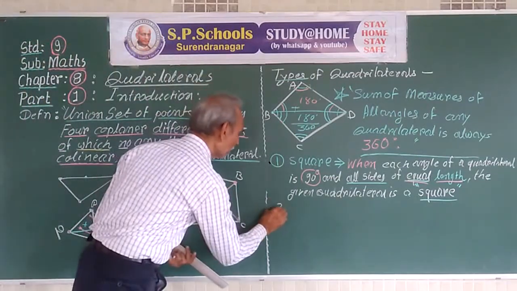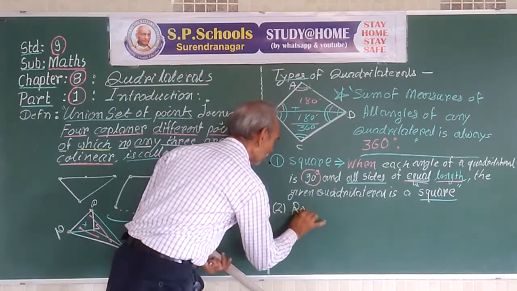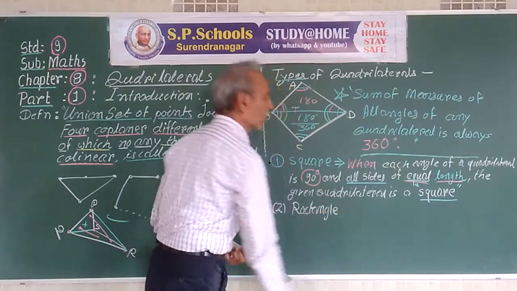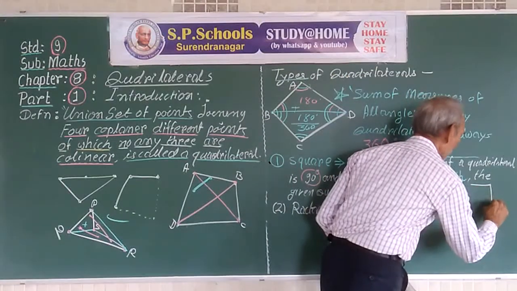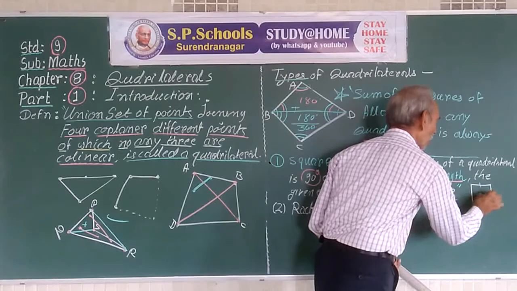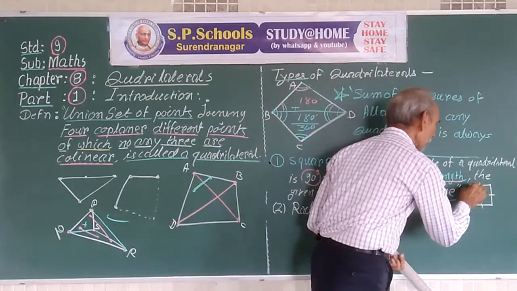Second one, rectangle. Let us make here a small figure of a square. All four sides equal. We have all four sides equal. All angles of 90 degrees.